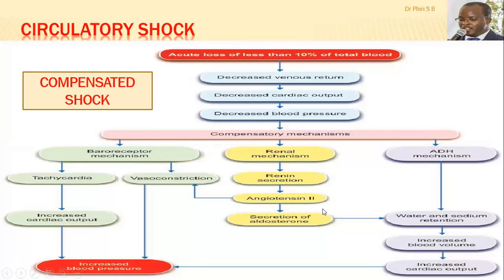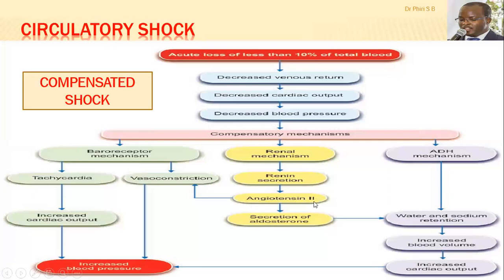An increase in angiotensin 2 can stimulate the adrenal cortex to release aldosterone. The aldosterone will go to the kidney nephron to stimulate the reabsorption of sodium and chloride. That will be followed by reabsorption of water. So you have water and sodium retention because of aldosterone. Then when water is reabsorbed, there will be an increase in blood volume and also an increase in cardiac output.